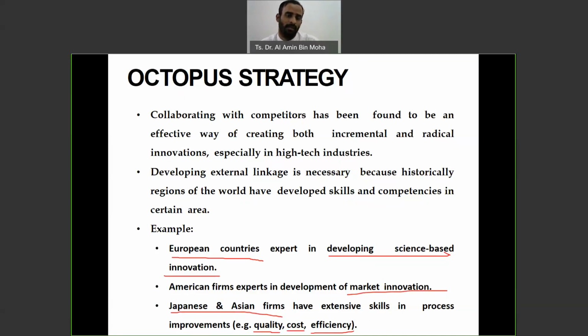So that is why we have many companies from abroad, from the USA or other developed countries, that open up their branches or their factories in Asia, right?